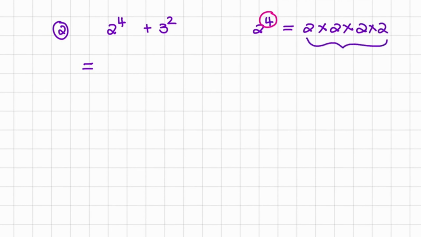Let us say we have 2 raised to the power of 4 plus 3 squared. Now, 2 raised to the power of 4, the exponent of 4 tells us that we need to have 4 2's that we multiply all together. So if we multiply 2 with itself 4 times, we get the value of 16. So 2 to the power of 4 is 16 plus 3 squared. So 3 squared tells us that we need to have 2 3's. And 3 times 3 is equal to 9. And 16 plus 9 is equal to 25.